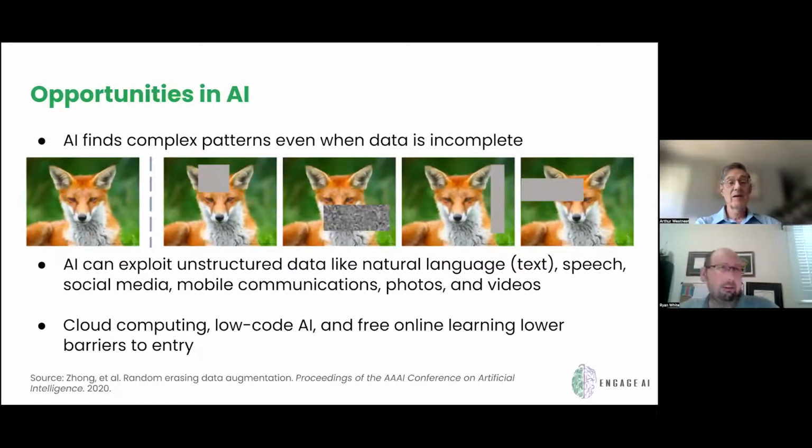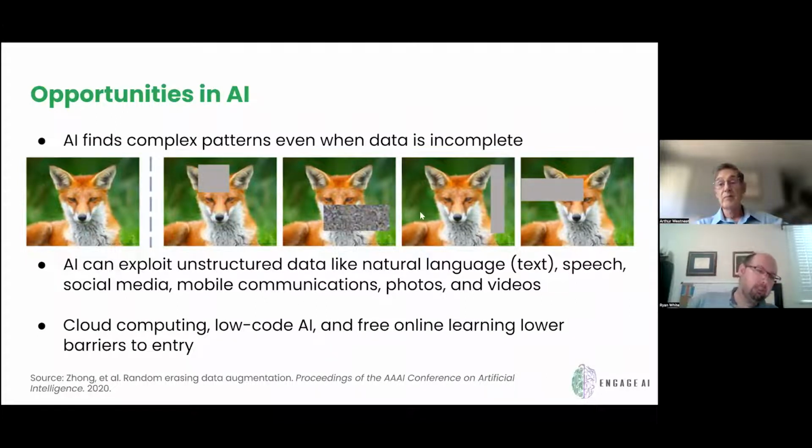But there are a lot of opportunities despite this. One, AI is very adept at finding complex patterns even when data is incomplete. People do it on purpose, actually. They make their data set worse so that the model they train is better at generalizing.